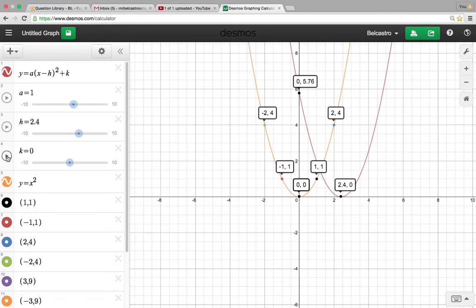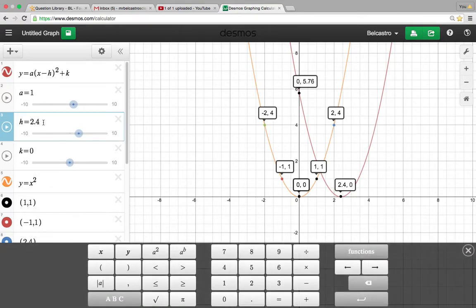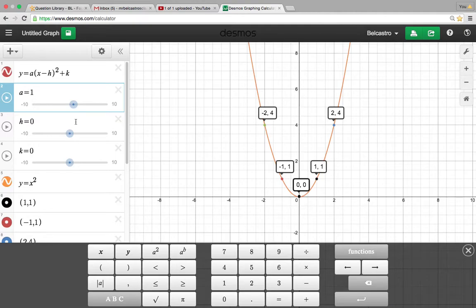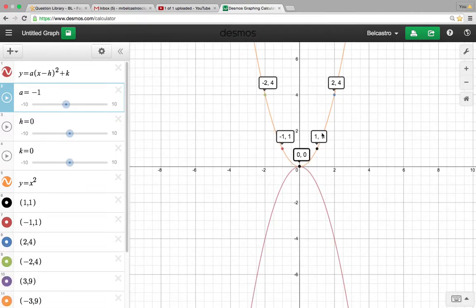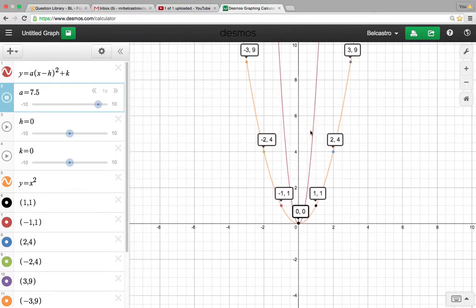Okay, and then finally, let's put that back to 0. A. The first thing I'm going to show you is if A is negative, it just flips it. So it's now been flipped. It's identical. Think of it like a mirror image, a reflection on the x-axis. But not only does being negative or positive matter, the absolute value of it matters. As the value gets higher, you can see that it stretches and gets thinner and thinner. And as the value comes down, it gets wider.